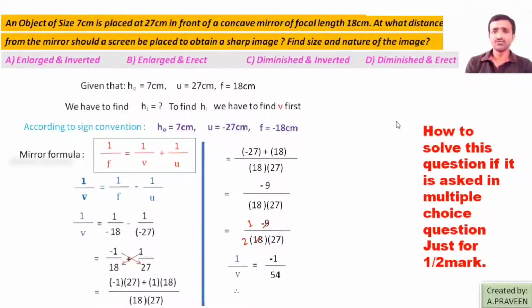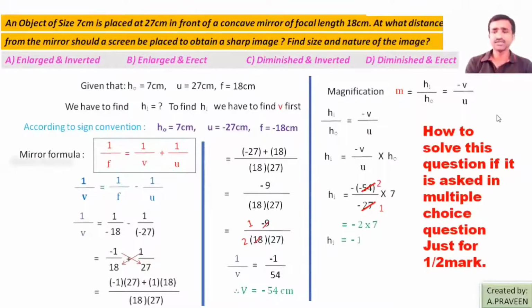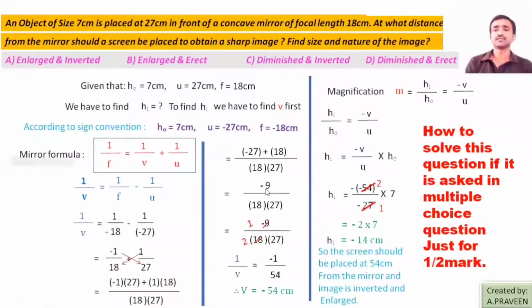So here I got V equals image distance, then finding the magnification using the formula M equal to Hi by H naught, that is equal to minus V by U. Then finally I get the image height. Then I decide that the screen should be placed at 54 centimeters. So these many steps we are solving just for half mark. It is a time-wasting process. So how can I get that answer within fewer steps? Without finding image distance or image height, it is impossible to answer which option is correct for the given question.